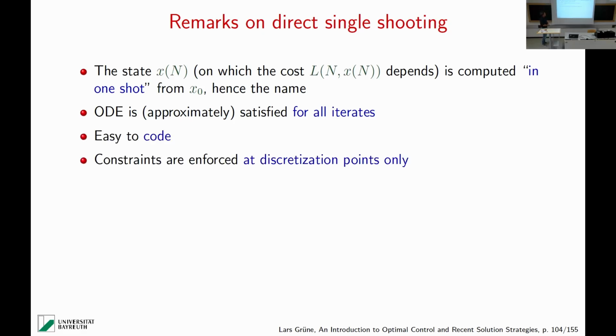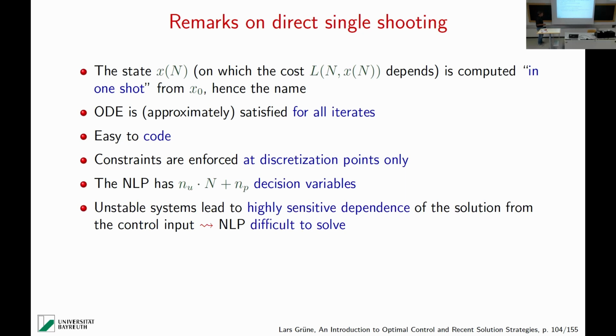The method is very easy to code. The constraints are enforced at the discretization points only. That can be an issue because there might be problems where this is not enough, where you would also like to have the constraint satisfied in between two points. The number of decision variables is a very important thing. The important thing is how it depends on the dimension, and the dimension here, this n_u, is most important, and of course the number of steps that you do.